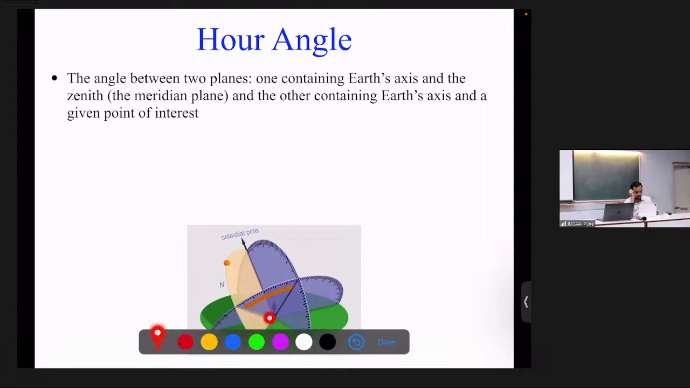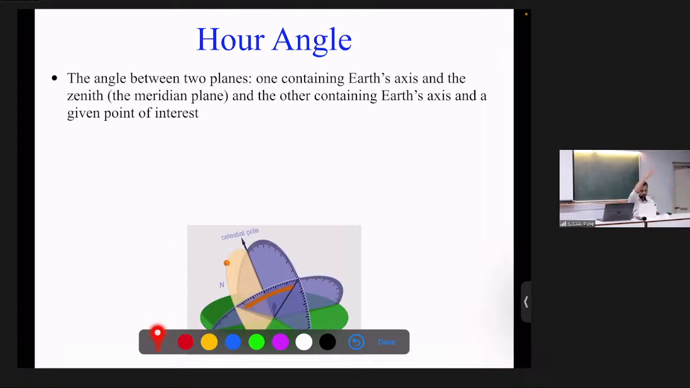Okay? You are an observer here. So what I am telling, say for example, my zenith will be somewhere over here. If I draw a meridian plane, the meridian plane is the plane which passes through the zenith and the north pole, south pole also.